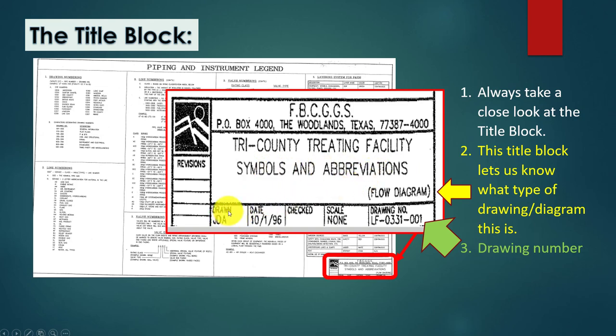JDA, these are the initials of the person who drew the diagrams. The date that it was drawn. Scale says none, just because this is a symbols and abbreviations sheet, but also remember the P&IDs do not have a scale. And then of course it gives us the drawing number here. This is LF0331-001. Now remember that I will just refer to this sheet as sheet 1, and I will do so with the rest of the sheets.